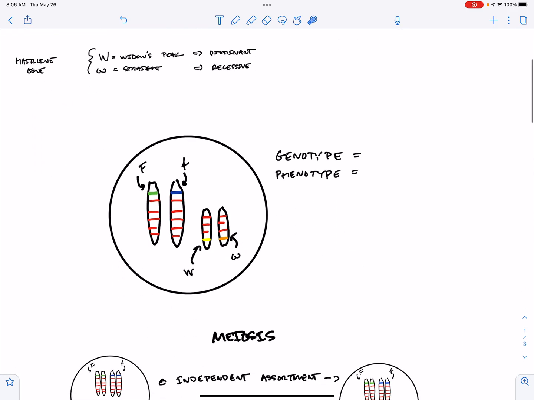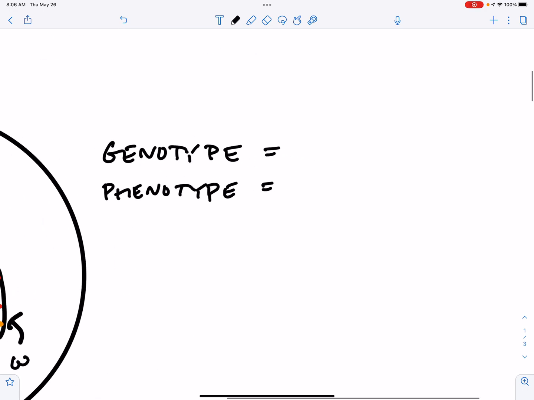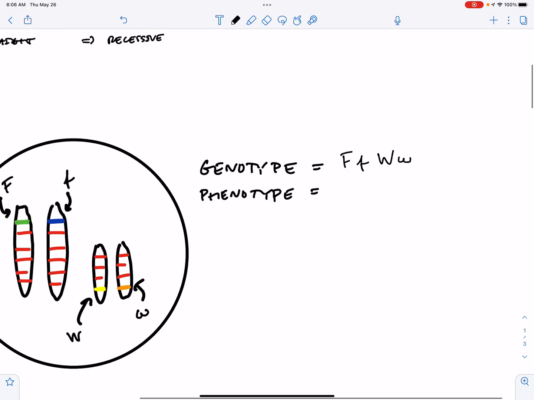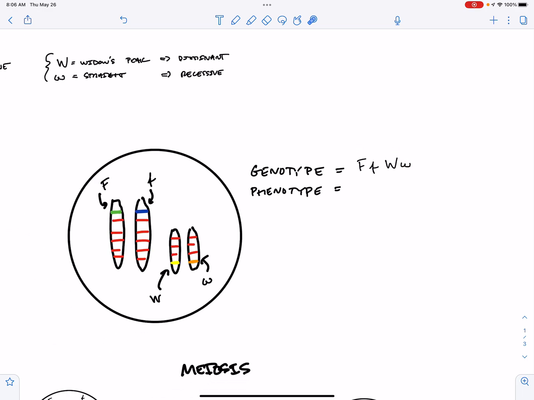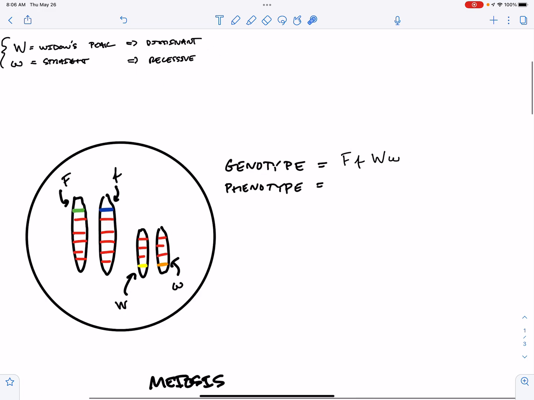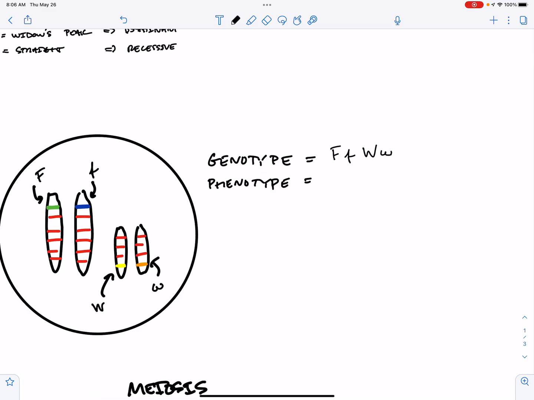Now, if we have an individual with the genotype capital F, lowercase f, capital W, lowercase w, this person is heterozygous for both genes. It has one copy of every allele. And if we examine their phenotype, we would see that they have freckles and a widow's peak.